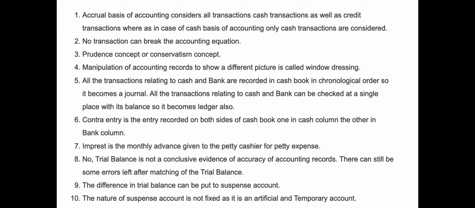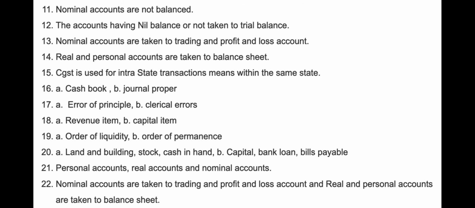8. No, trial balance is not a conclusive evidence of accuracy of accounting records. There can still be some errors left after matching of the trial balance. 9. The difference in trial balance can be put to suspense account. 10. The nature of suspense account is not fixed as it is an artificial and temporary account. 11. Nominal accounts are not balanced.